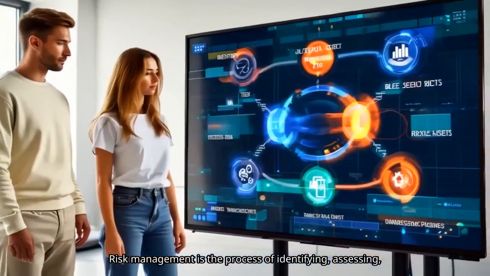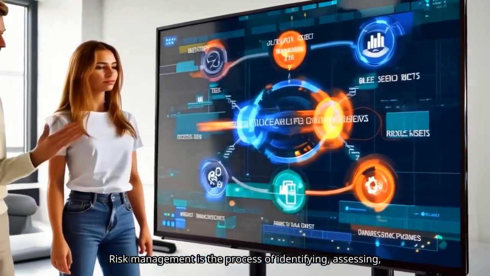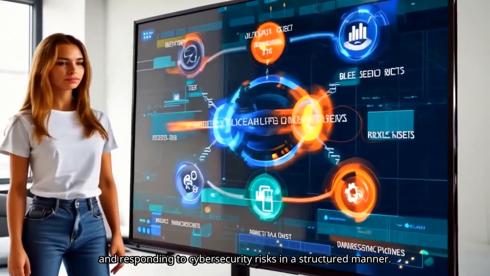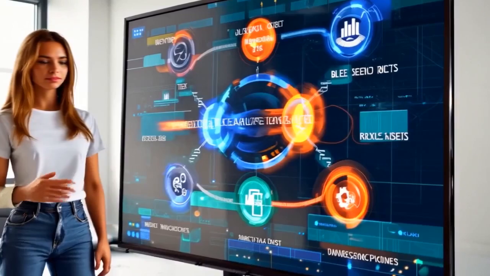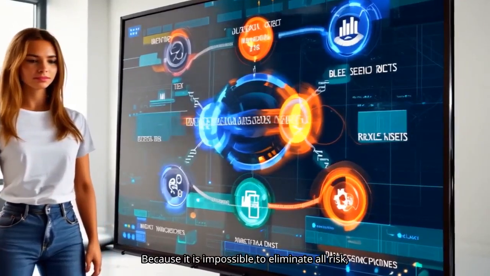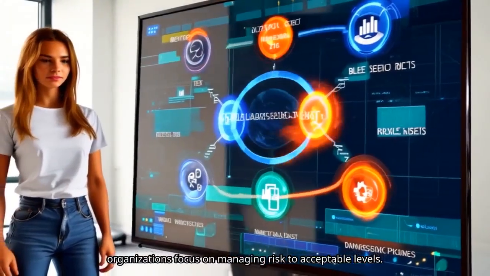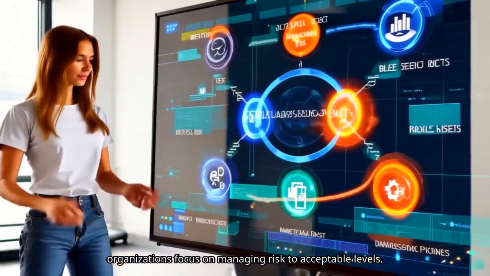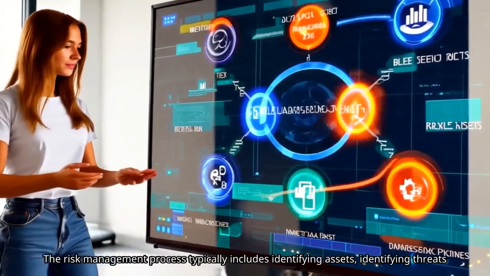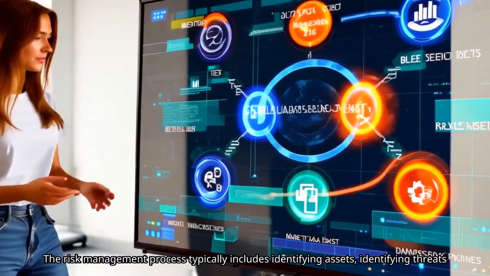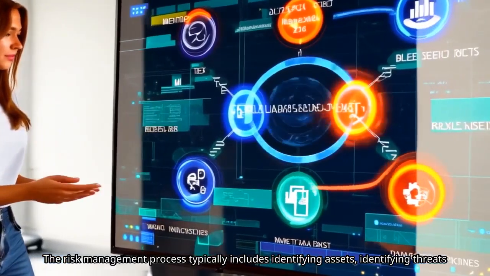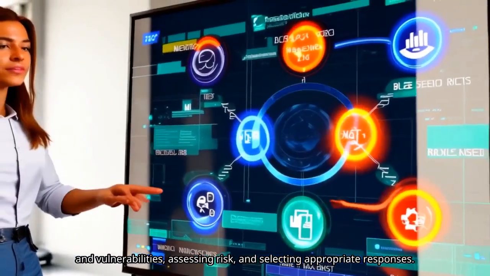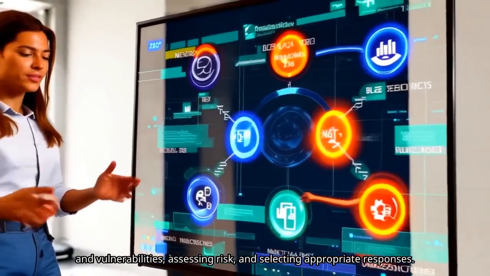Risk management is the process of identifying, assessing, and responding to cybersecurity risks in a structured manner. Because it is impossible to eliminate all risk, organizations focus on managing risk to acceptable levels. The risk management process typically includes identifying assets, identifying threats and vulnerabilities, assessing risk, and selecting appropriate responses.